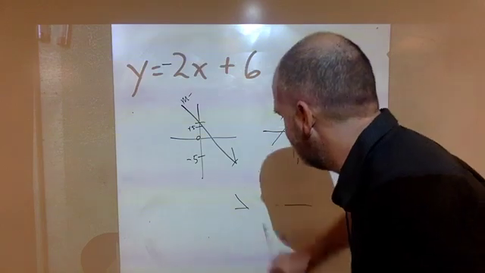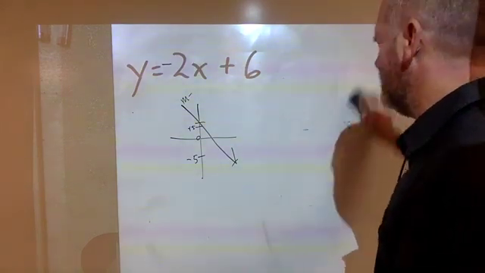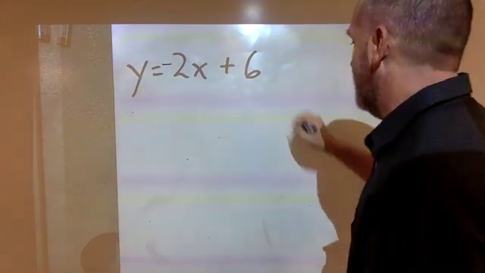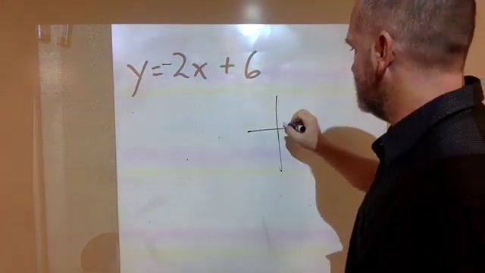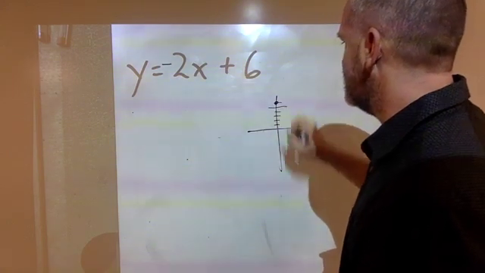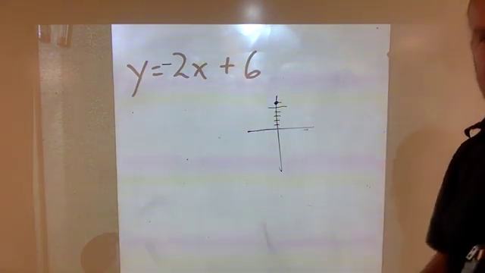If you need to graph these specifically, then you got to start counting. You got to say, all right, this is going to cross at 6. Let's put a dot up at 6. 1, 2, 3, 4, 5, 6. That's my starting point. That's my y-intercept.